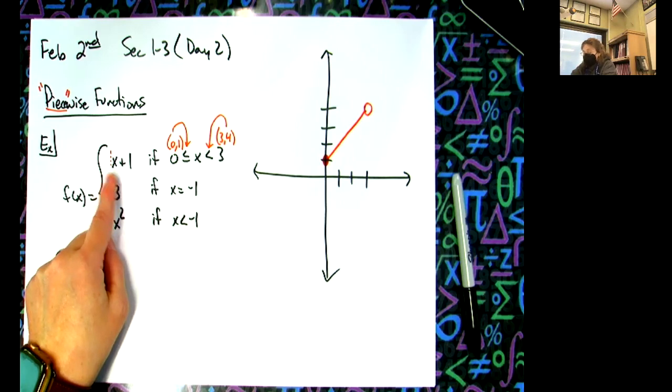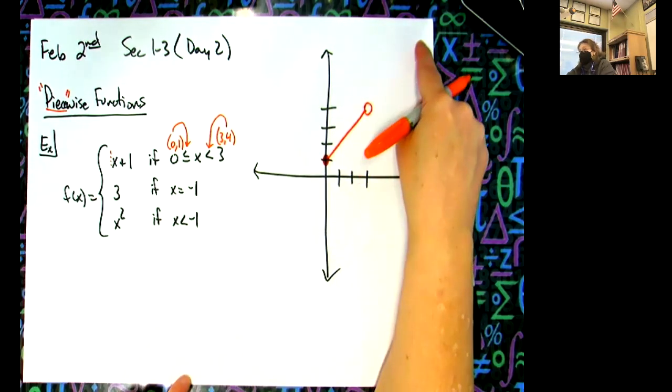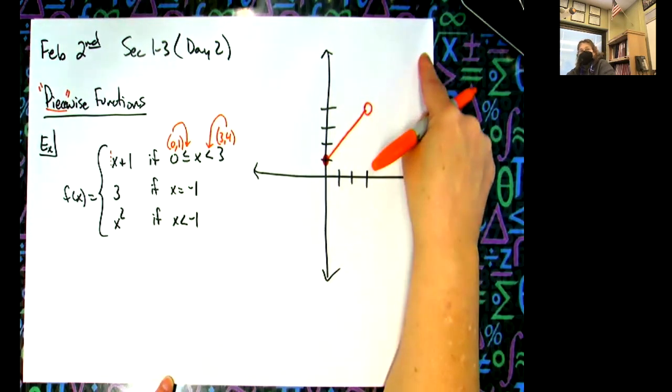This entire line would be what? The entire line that goes on forever and ever and ever, right? It's the entire line that goes on forever and ever and ever.